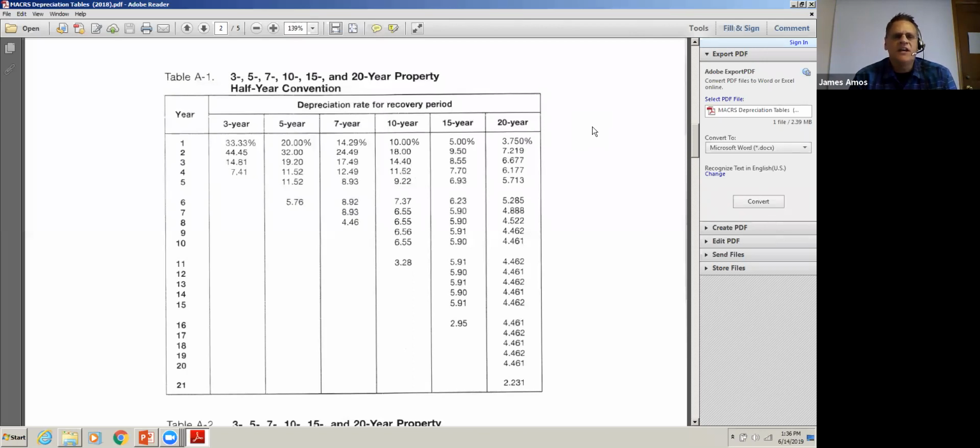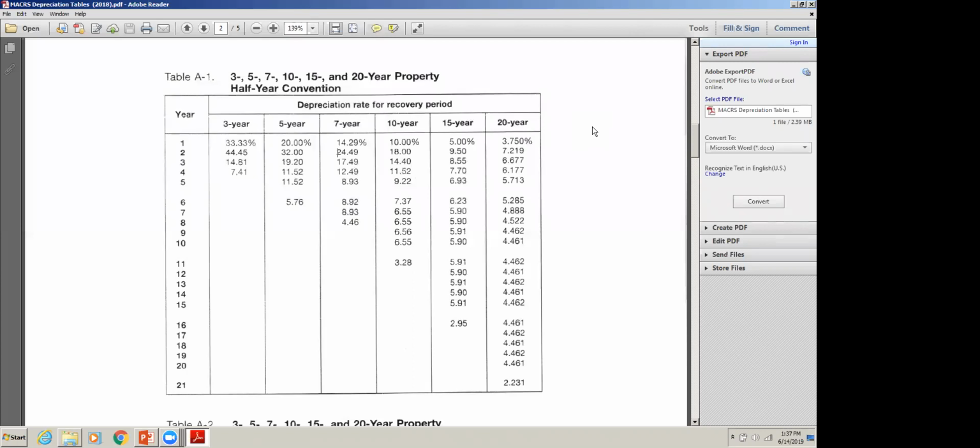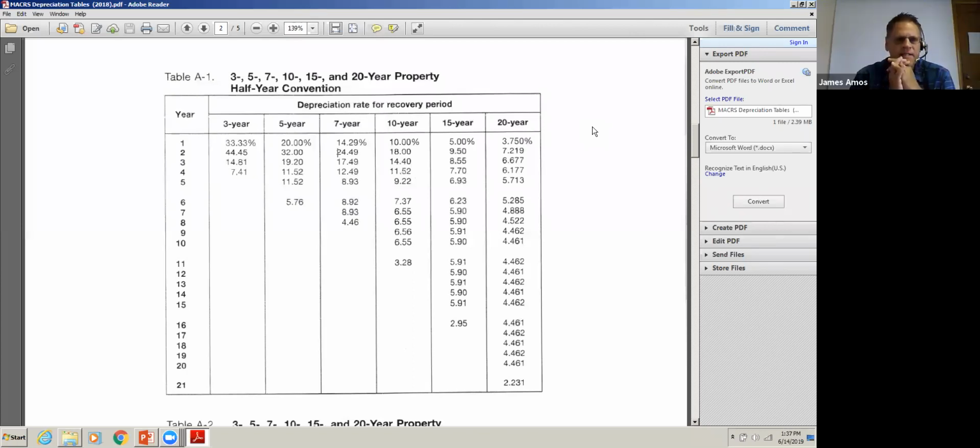So let's say we have 7-year property, and this is the 3rd year that we're depreciating this property. What percentage do we use? 17.49. That's right. What if I have 5-year property and I'm in the 5th year? 11.52. That's exactly right. And when you see me look off to the side, it's because I have a second computer up to help me with the chat, and Amanda was writing the same answer. Okay, so that's how you use it.